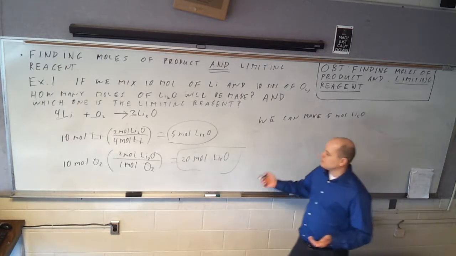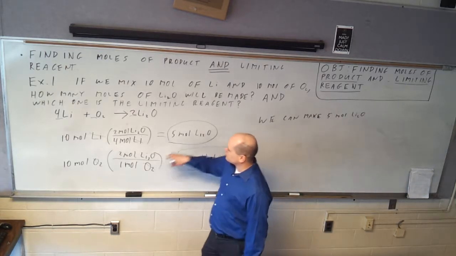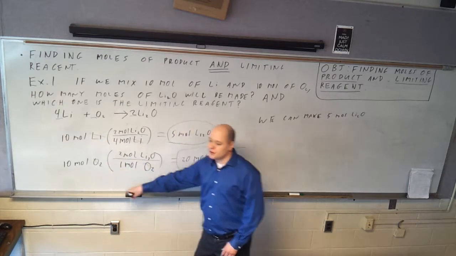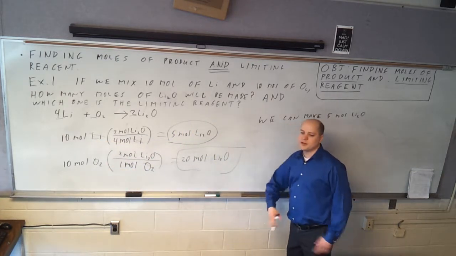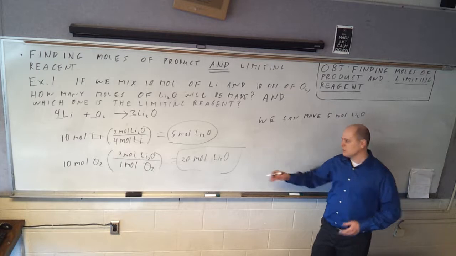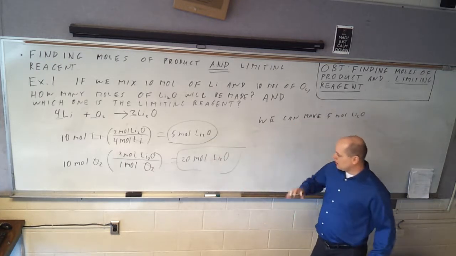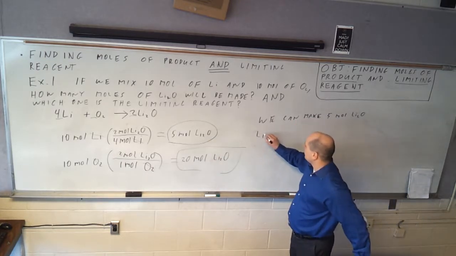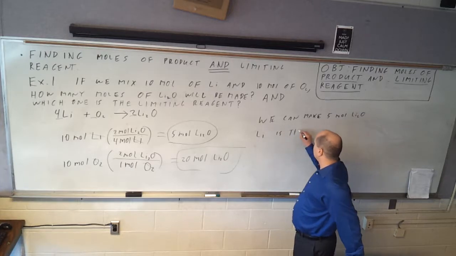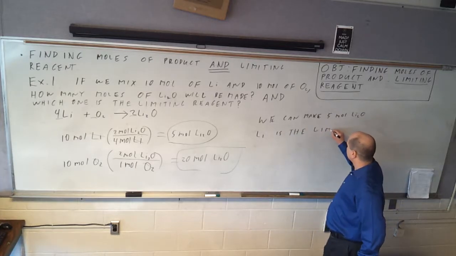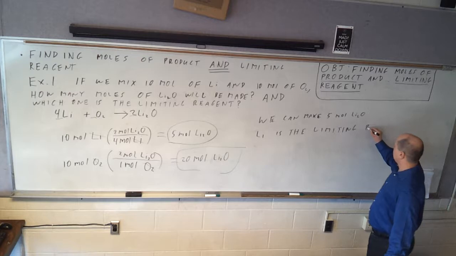Yeah, we'll run out of lithium, right? At 5 moles, once we've made 5 moles of this stuff, we run out of lithium. We've got plenty of oxygen left. We've got enough oxygen to make 20 moles. We're going to have oxygen left over. So we're going to run out of lithium. That means lithium, Li, is the limiting reagent.